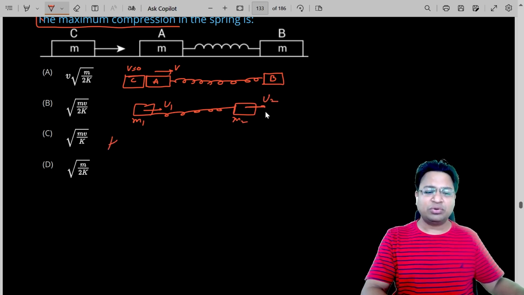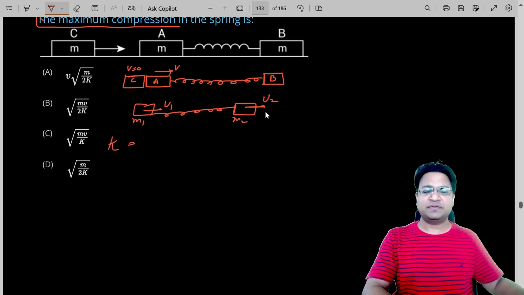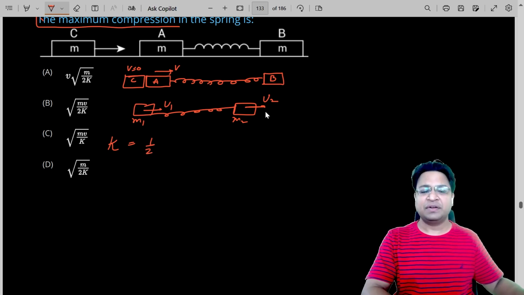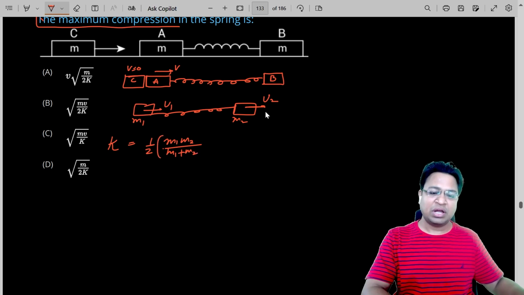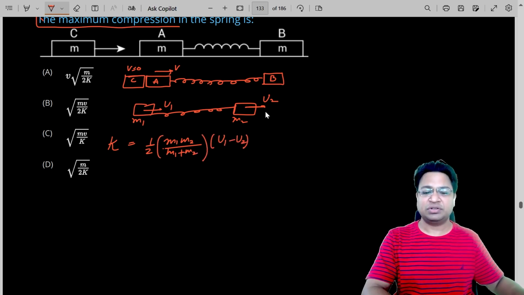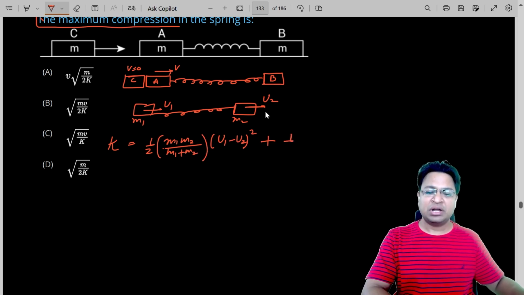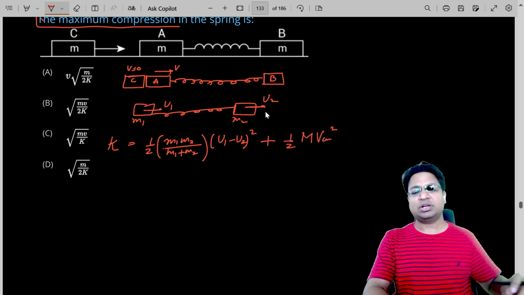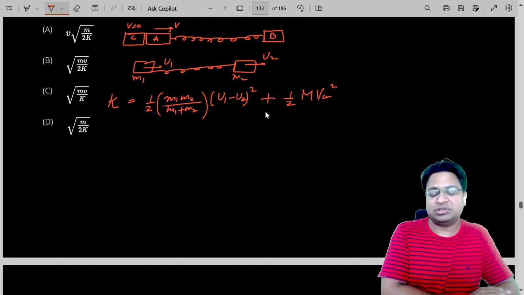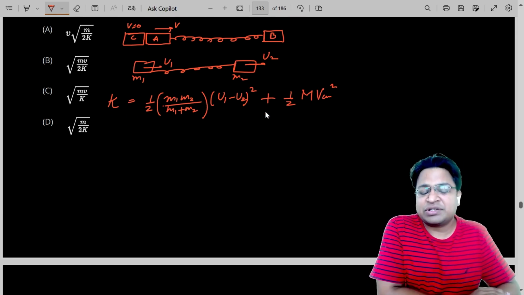Okay, so how to write the kinetic energy of this system? The kinetic energy of this system is written as half, and then reduced mass. Reduced mass is m1 m2 upon m1 plus m2. Half into reduced mass into u relative, that means the relative velocity between the two, squared, plus half total mass into VCM squared. So this is how we write the kinetic energy of a two block system.